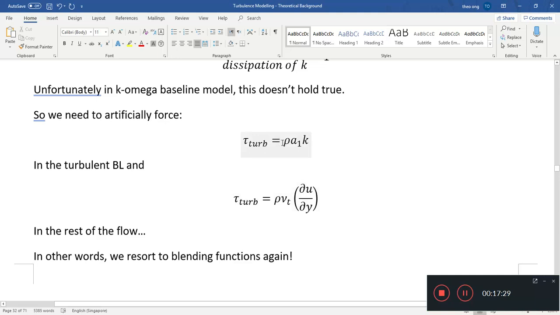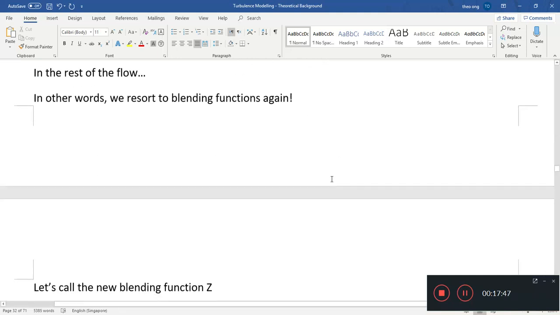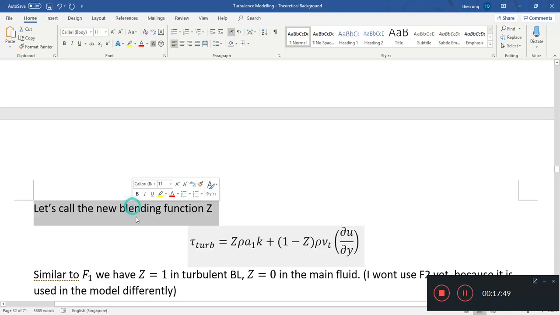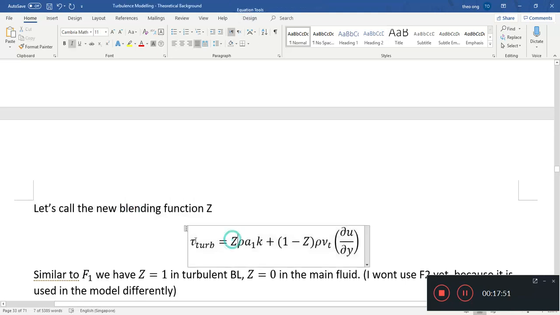So the idea is you have tau turbulent equals some blending function times this, and then 1 minus that blending function times this. If we were to arbitrarily name this blending function z, we might get an equation like this. So let's call a new blending function z. Tau turbulent equals z times rho a1 k, plus 1 minus z times rho nu t du dy.